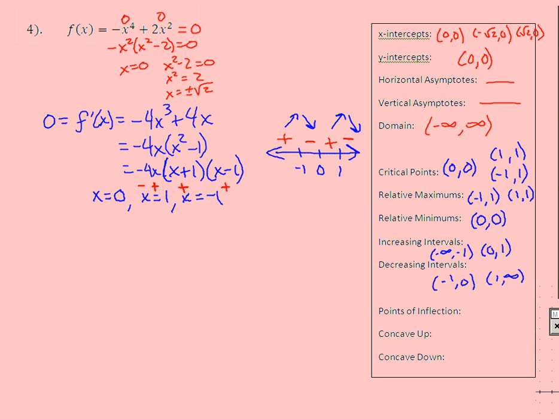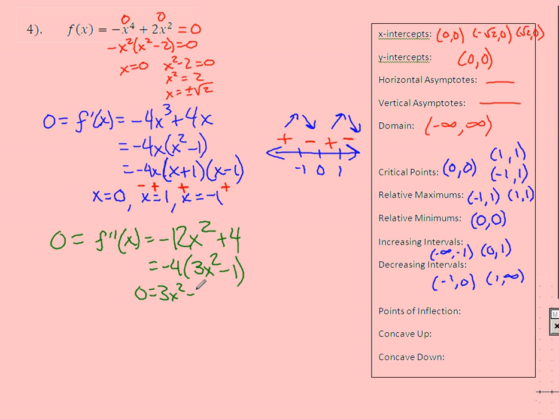Last step, almost done. F double prime to find points of inflection. We're going to take the derivative one last time. Negative 12x squared plus 4. When I do that derivative, I'm going to pull out a negative 4. That'll leave me with 3x squared minus 1. To set it equal to 0, can negative 4 ever equal 0? No, it can't. So all I'm going to look at is 0 equaling 3x squared minus 1.